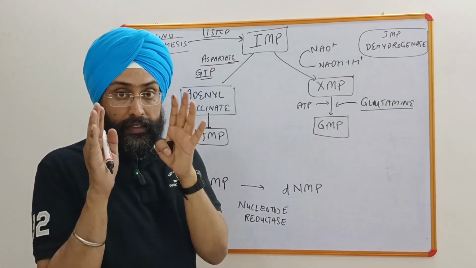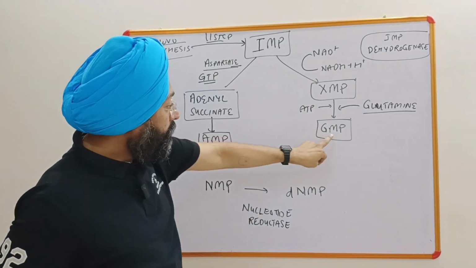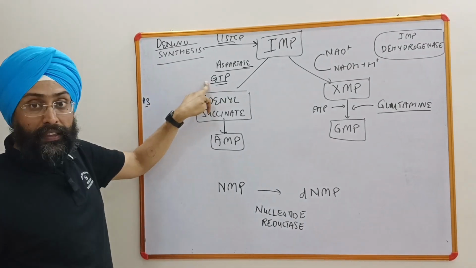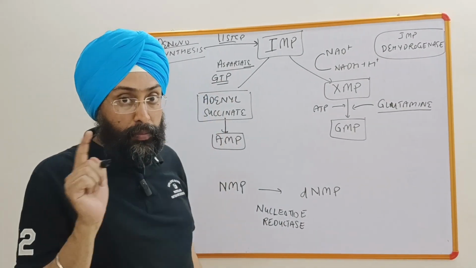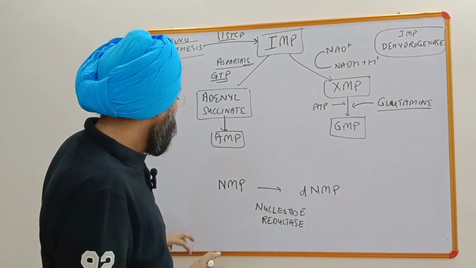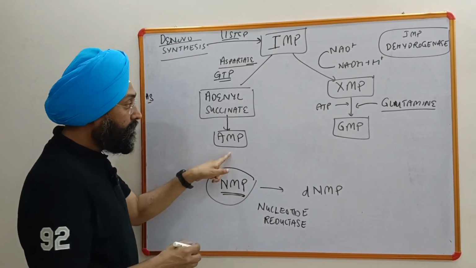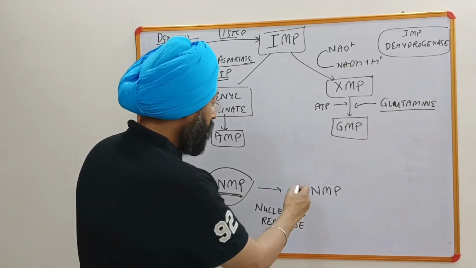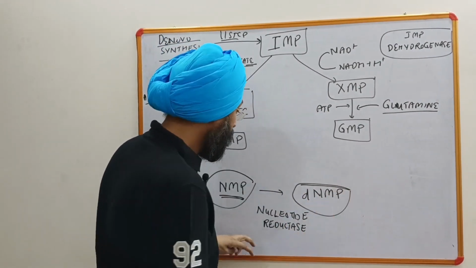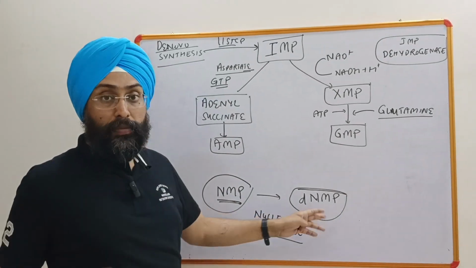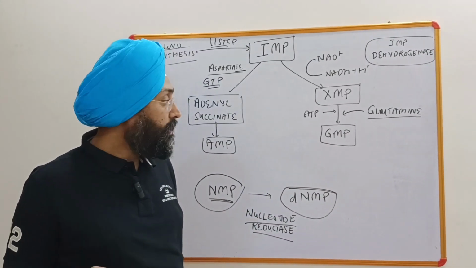So remember one thing, there is some cross regulation. For the synthesis of GMP we require ATP, for the synthesis of AMP we require GTP. There is cross regulation, so both are required. And once we form nucleotide monophosphates like this, they are converted into deoxy forms as well by the enzyme ribonucleotide reductase, to convert them into the corresponding deoxynucleotides, right?